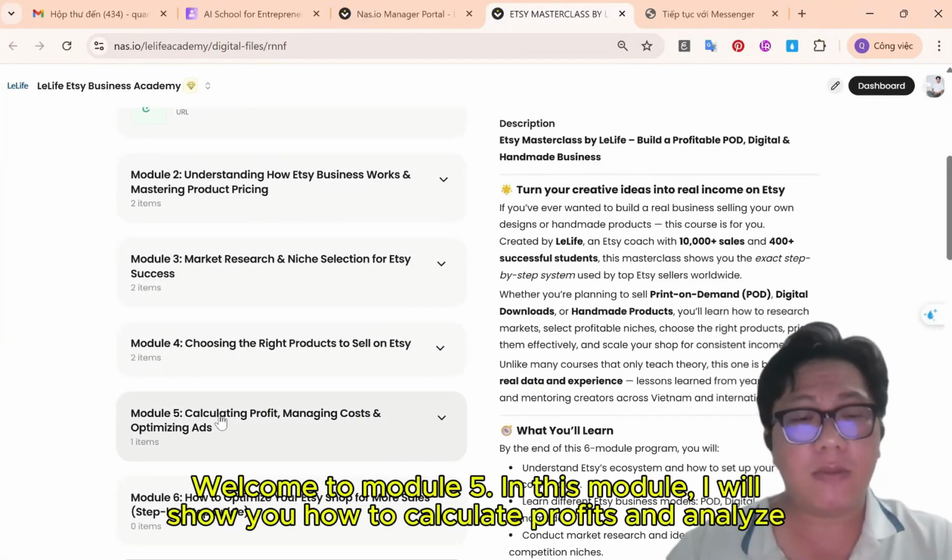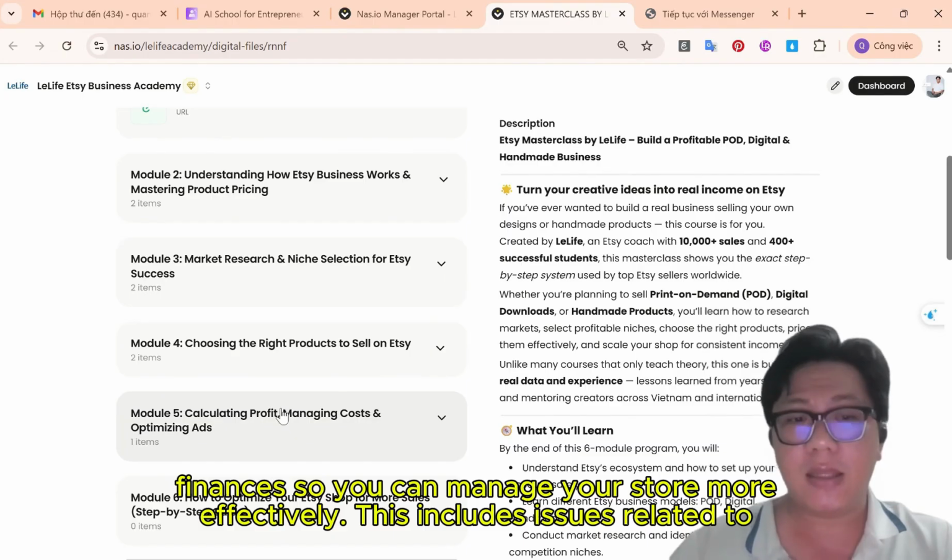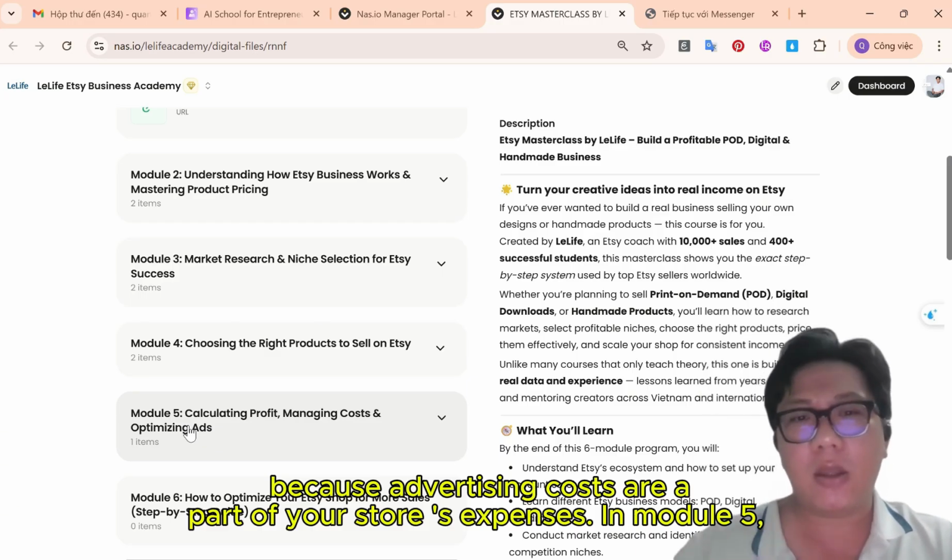Welcome to Module 5. In this module, I will show you how to calculate profits and analyze finances so you can manage your store more effectively. This includes issues related to advertising because advertising costs are a part of your store's expenses.